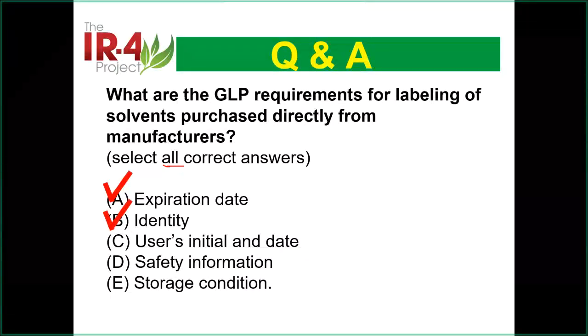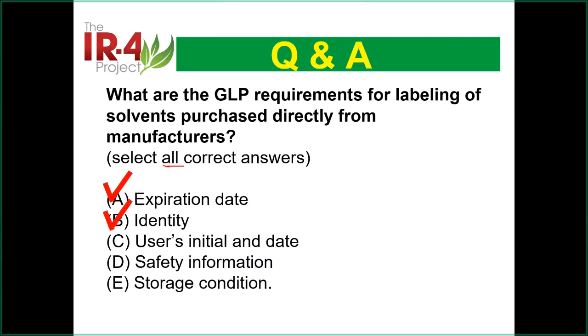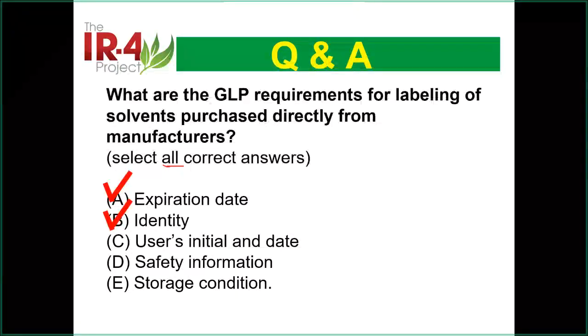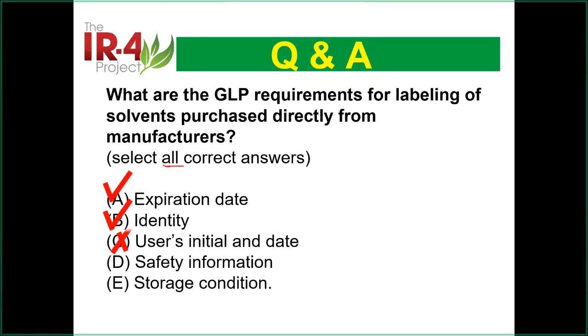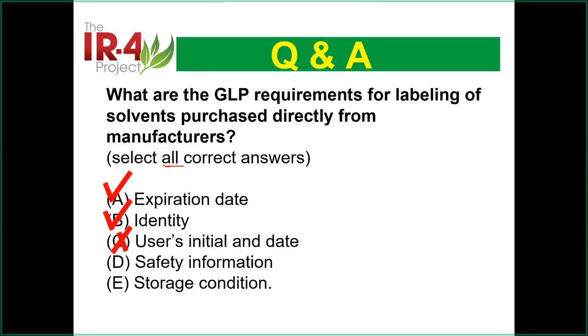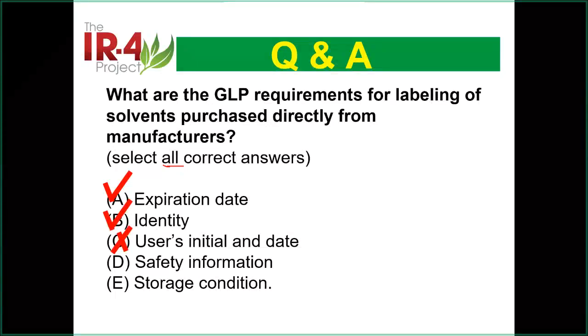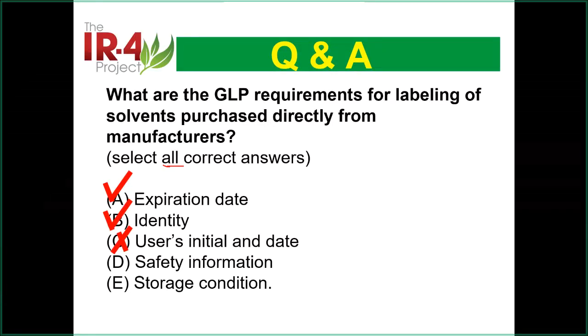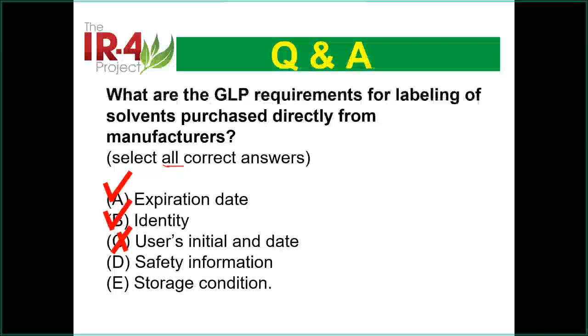Identity must be there. So what is in there? A, B for sure is correct. User initial date? No, it's not necessary. If it is a solvent or something, no, it's not necessary. If you prepare something, it's better to keep it there. It's better to have it there, but not necessary, not a GOP requirement.